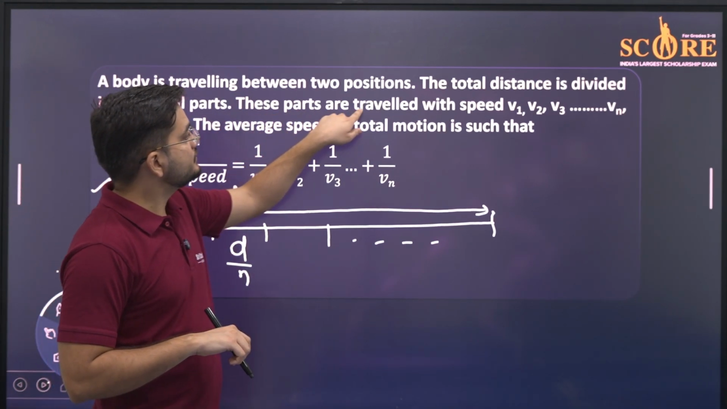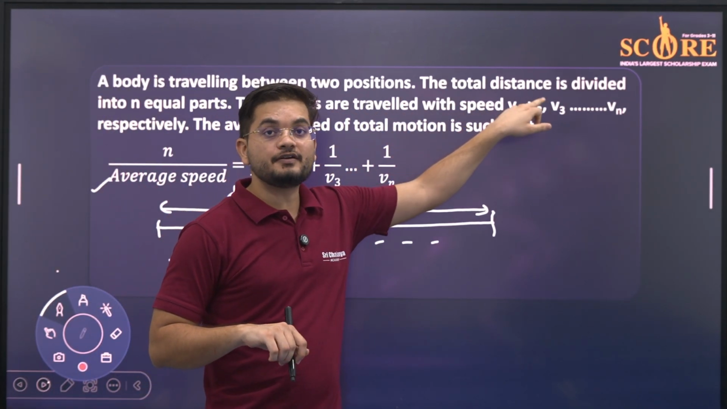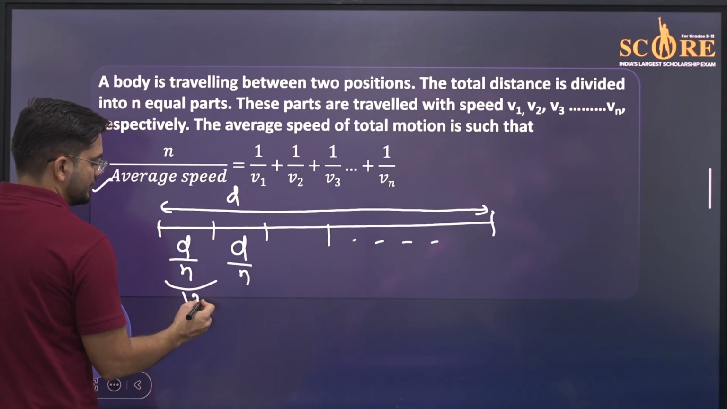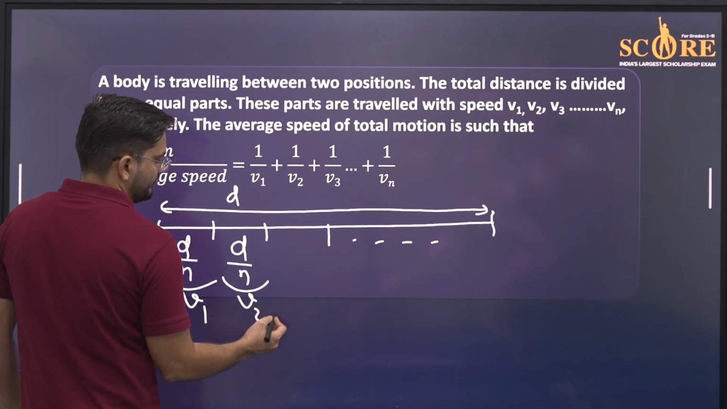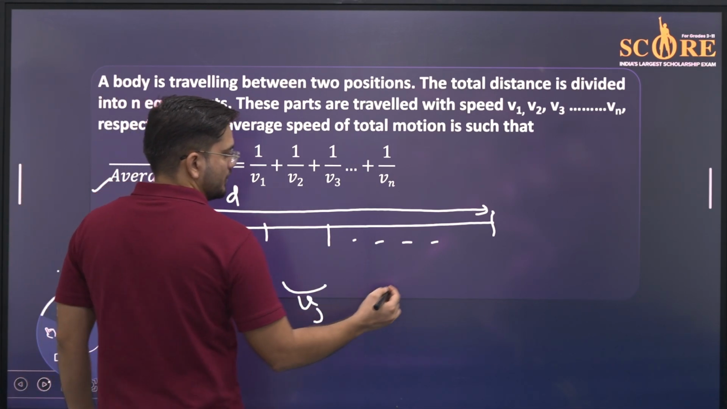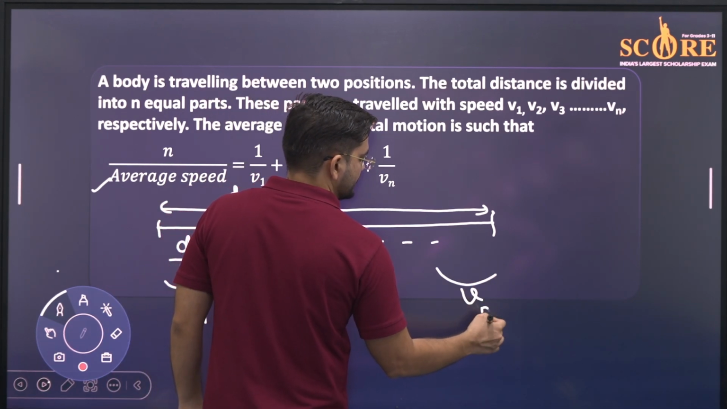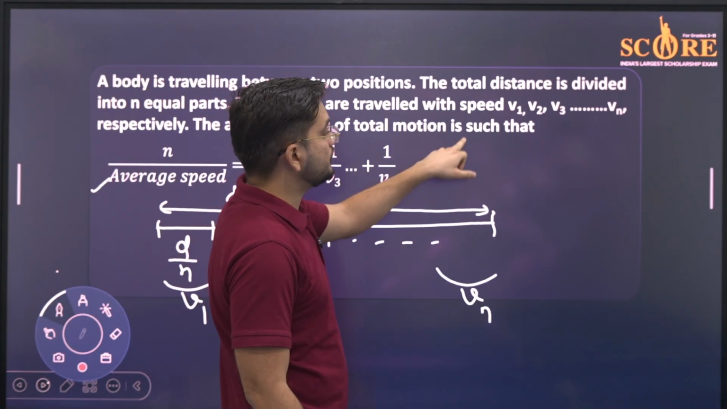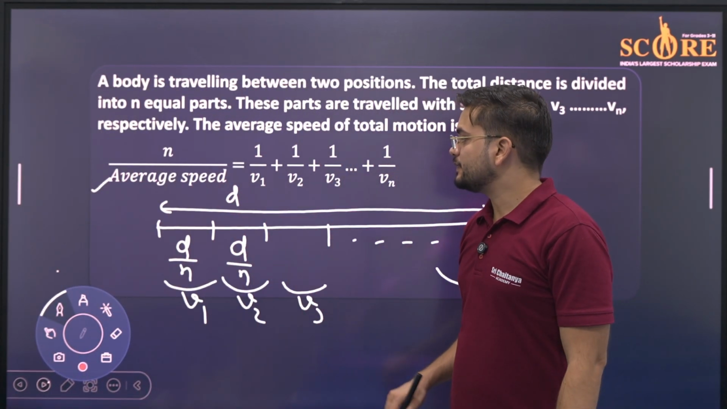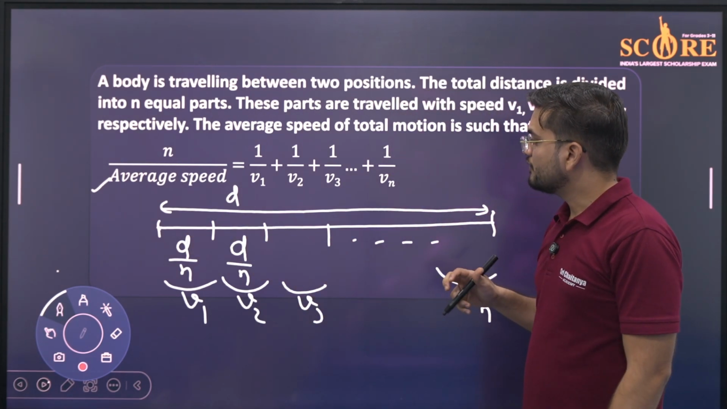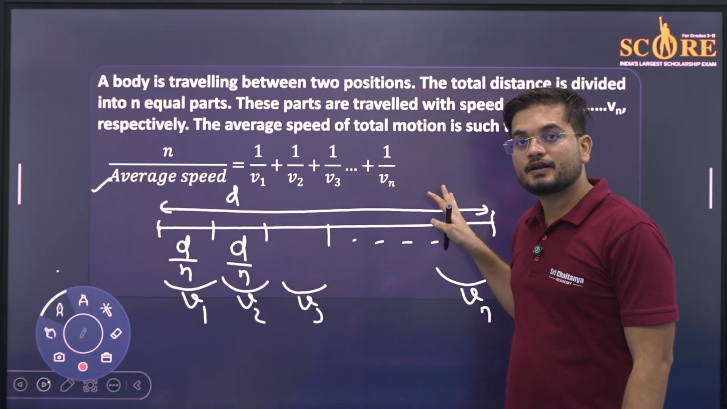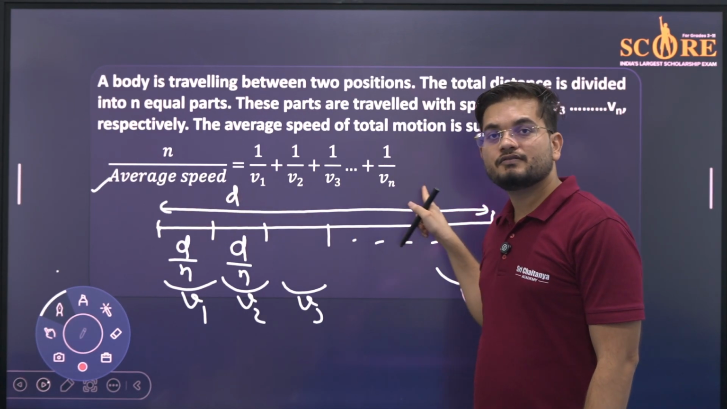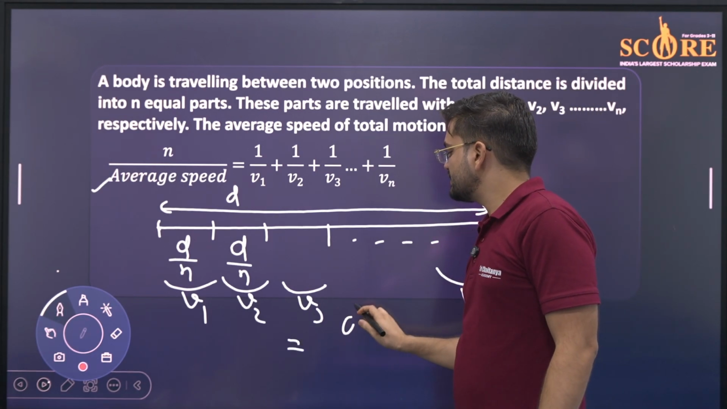Then these parts are traveled with speeds v1, v2, v3 and so on. In this segment the speed of the particle is v1, here v2, v3, and in the nth part the speed is vn. The average speed during this motion will be the total distance traveled divided by the time interval. What is the total distance traveled? The distance traveled is d.